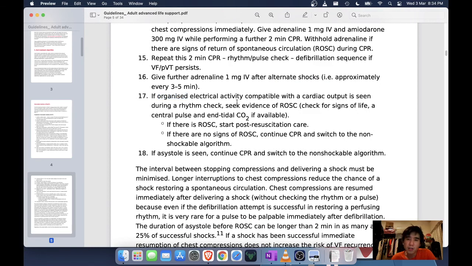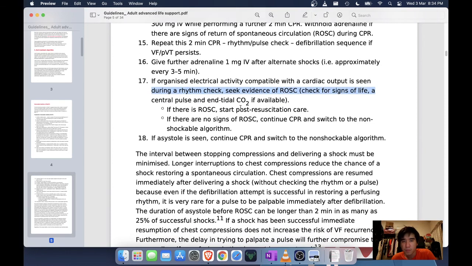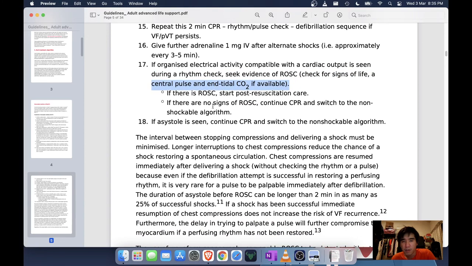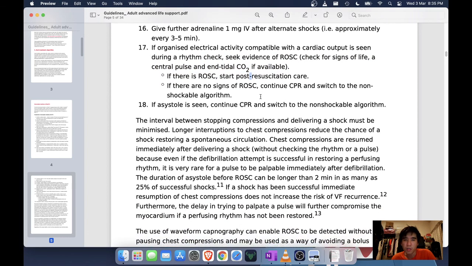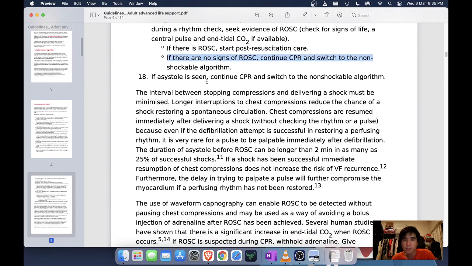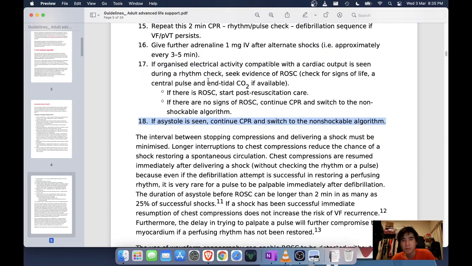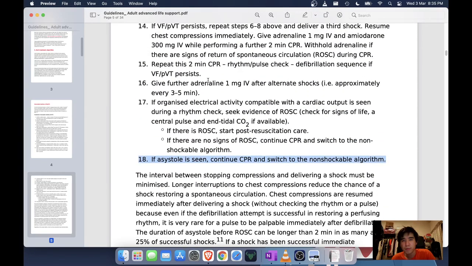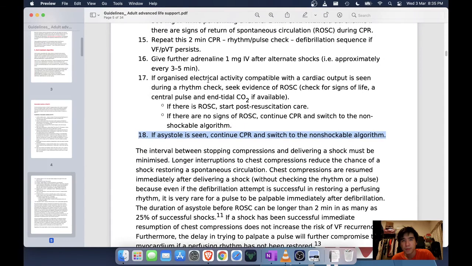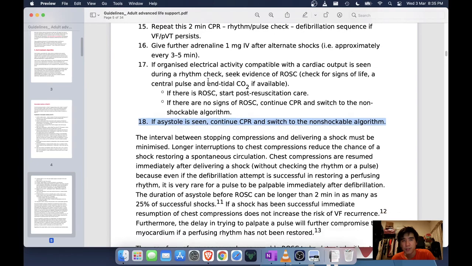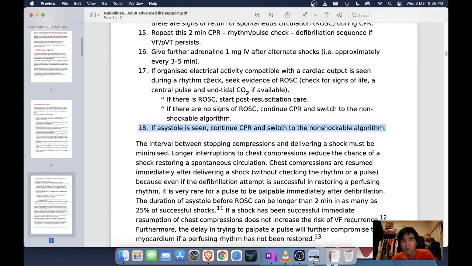If organized electrical activity compatible with cardiac output is seen during a rhythm check, seek evidence of ROSC. If there is ROSC, start post-resuscitation care. If there are no signs of ROSC, continue CPR and switch to the non-shockable rhythm pathway. If asystole, continue CPR, switch to the non-shockable rhythm pathway. Adrenaline every 3 to 5 minutes.